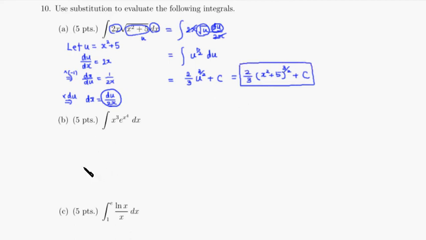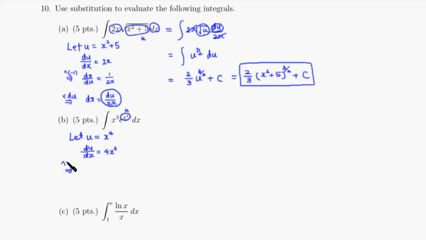Let's look at part B. Part B is very similar. We wish to have a single variable up here, so we're going to call that u. So let u be x to the 4th power. Then take the derivative of u with respect to x. You get 4x cubed.